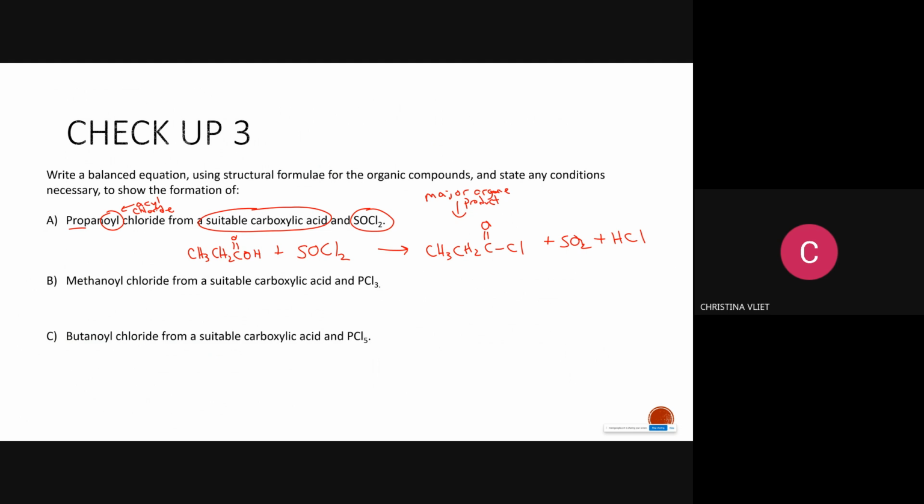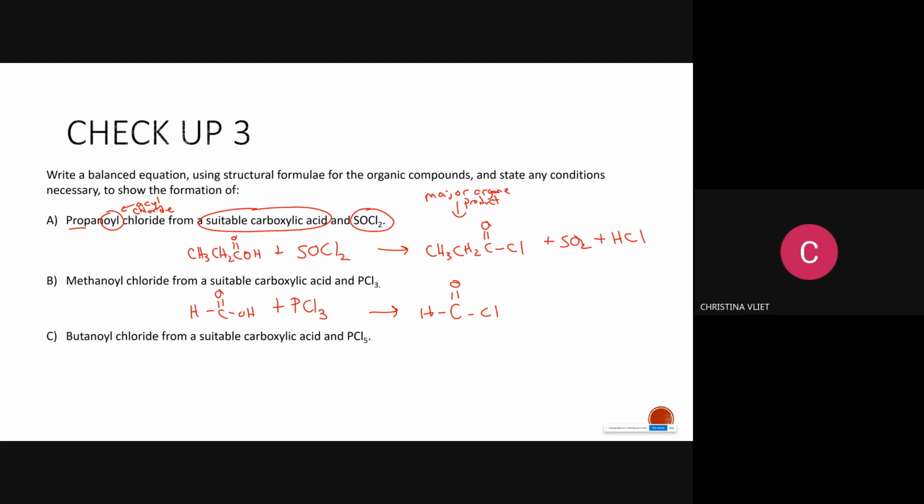Methanoyl. I always think these names are funny. Methanoyl chloride from a suitable carboxylic acid and PCl3. So methanoyl means how many carbons? 1. So literally just this. And so what carboxylic acid would that come from? Methanoic acid, which means just the same amount of carbons, but a carboxylic acid. And then we're putting it together with PCl3.